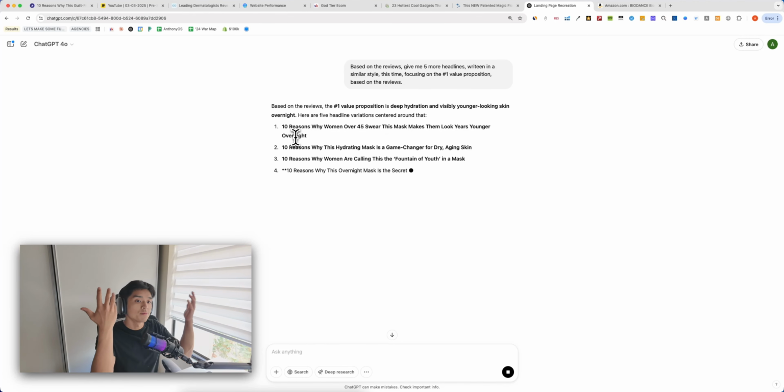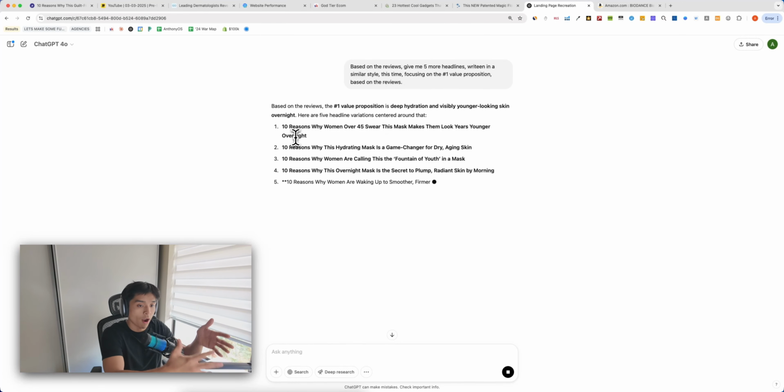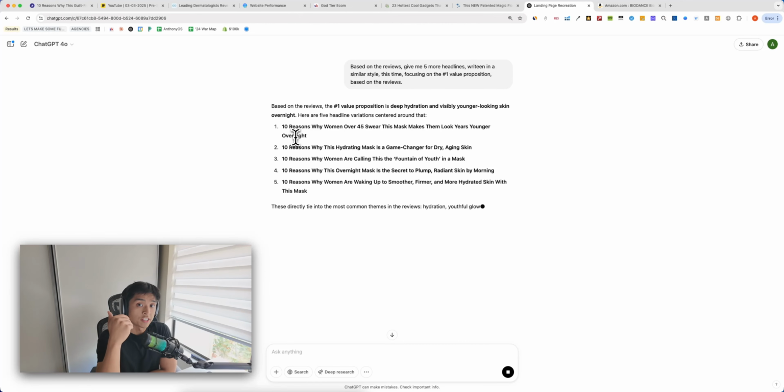So now we have really good headlines that are inserting the demographic. And now we have, based on the reviews, based on the evidence and the research that we've done, tailored to the #1 value proposition. So now we have 10 reasons why women over 45 swear this mask makes them look years younger overnight. I would actually combine this one as well. 10 reasons why women are waking up to smoother, firmer, more hydrated skin with this mask. But honestly, this one is already really, really good.